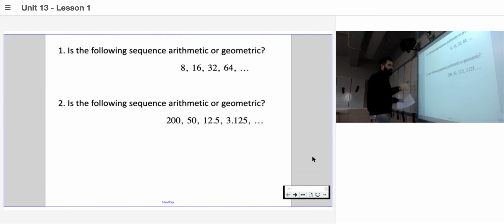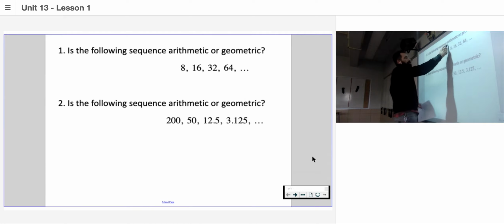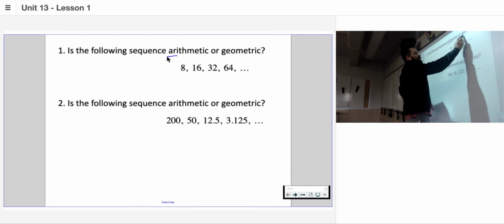So, number one, right off the bat, we're trying to identify, are the following sequences arithmetic or geometric? This is numbers 1 through 4 on your practice exam. We're trying to find out arithmetic or geometric.